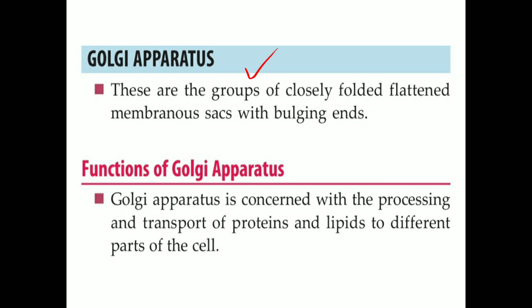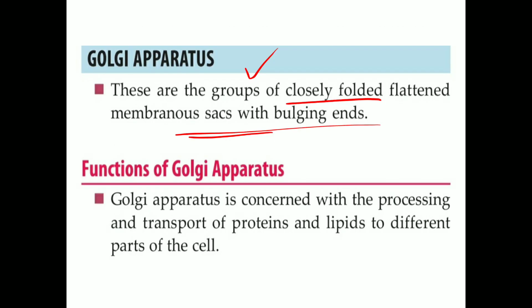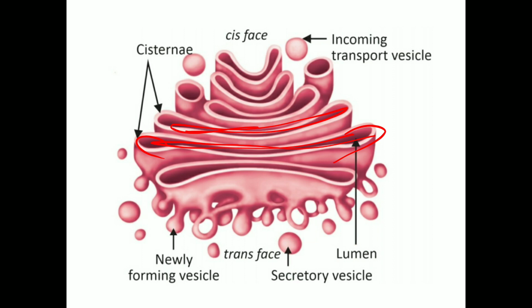Then Golgi apparatus. They are closely folded, flattened membranous sacs, and the ends are bulged. Functions include processing and transport of proteins and lipids. They process and transport proteins as well as lipids to different parts of the cell.